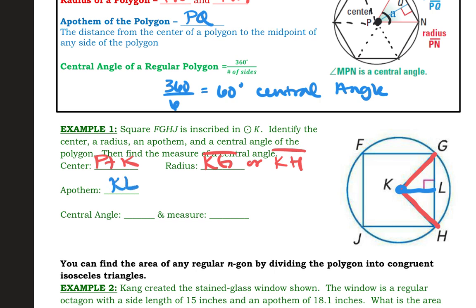All right, the central angle has to include the center. It's going to be made with your two radii. So it's going to be angle G, K to H. Angle G, K to H. What would the measurement be? How would I figure out the measurement?